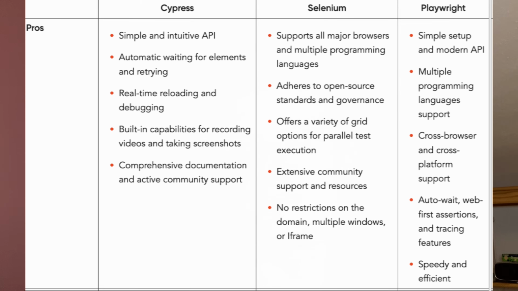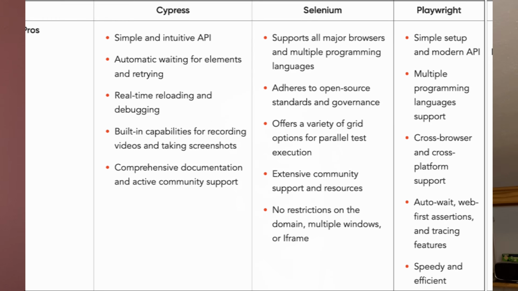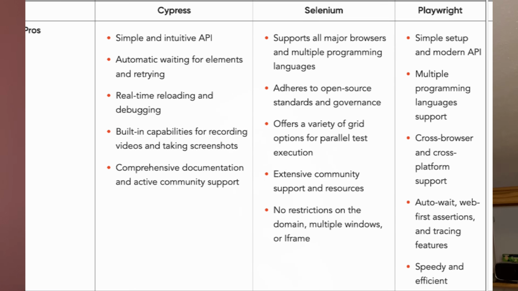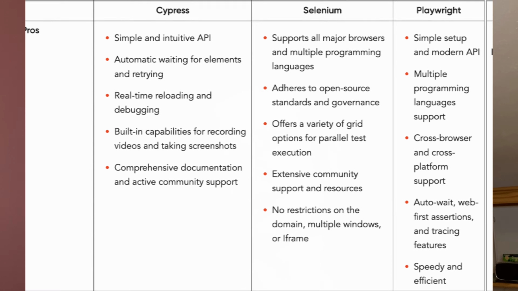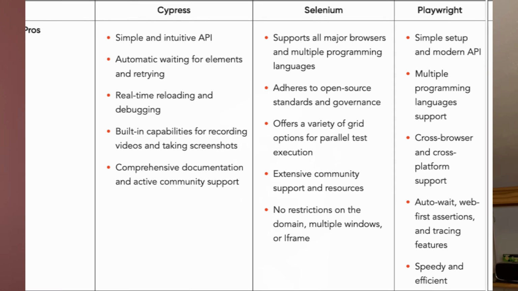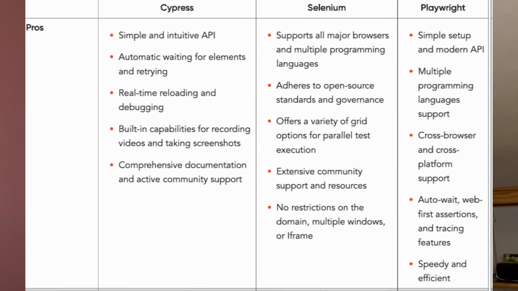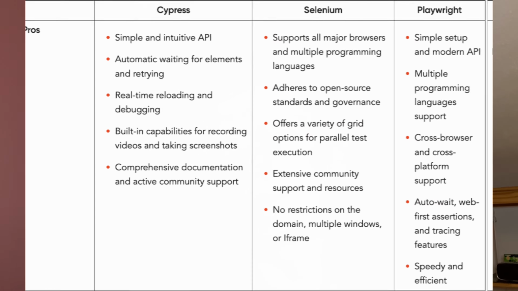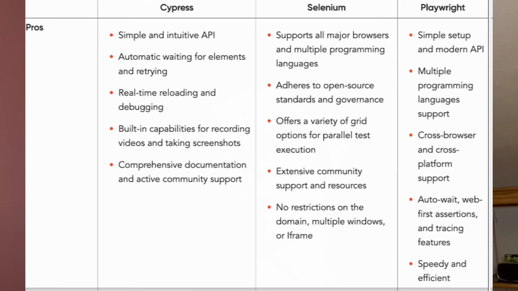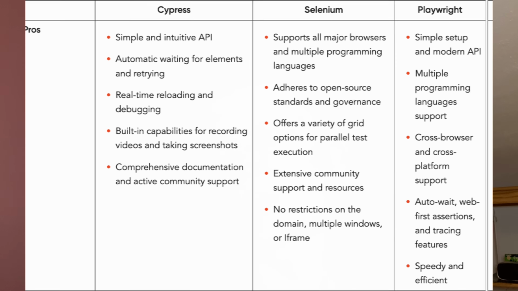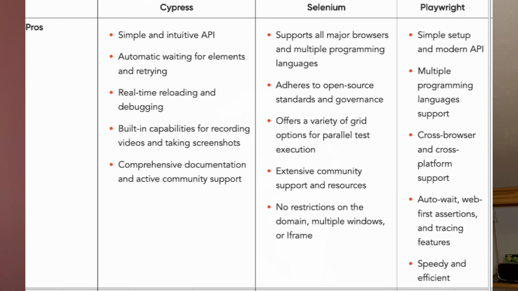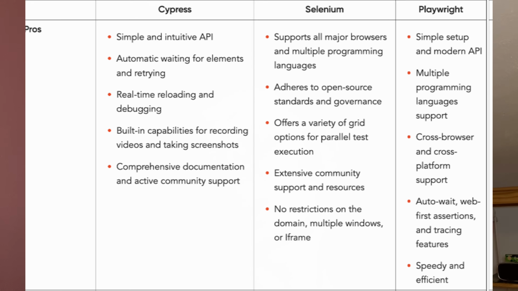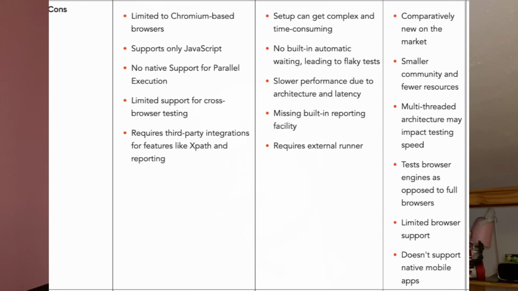Let's quickly see the pros and cons of our frameworks. Cypress: simple and intuitive API, automatic waiting for elements, real-time reloading, built-in capabilities for recording videos, comprehensive documentation. Selenium supports all major browsers, offers a variety of grid options for parallel test execution, has an extensive community, and no restrictions on the domain. Playwright: simple setup and modern API, multiple programming languages support, cross-browser and cross-platform support, auto-wait, web-first assertions and tracing features.